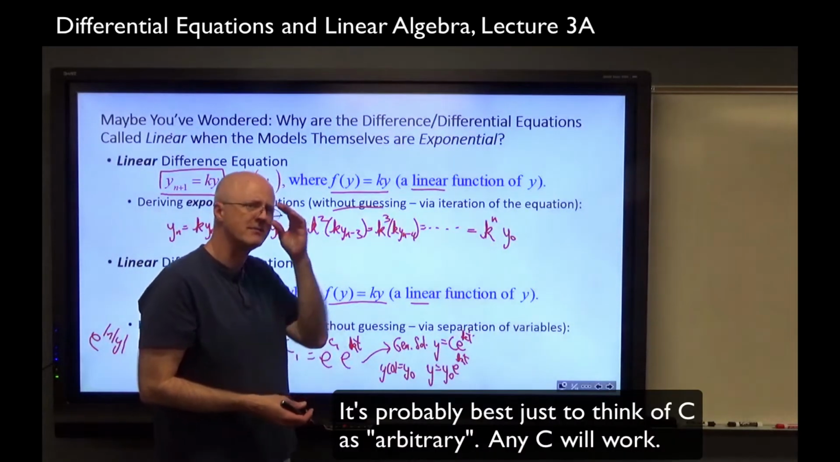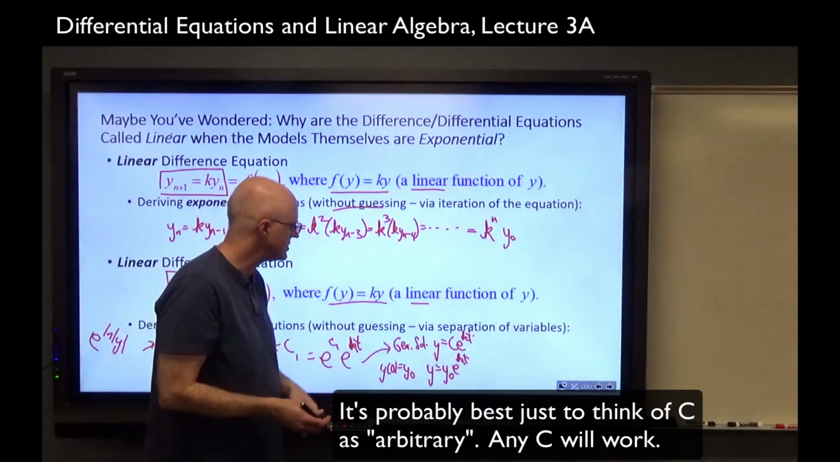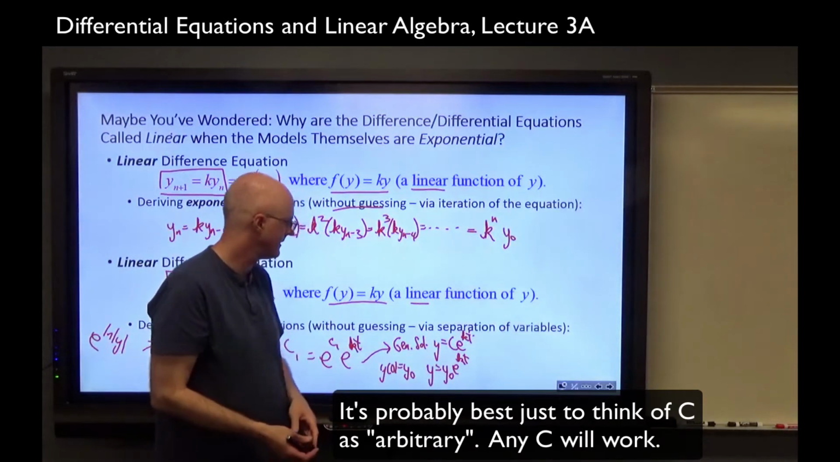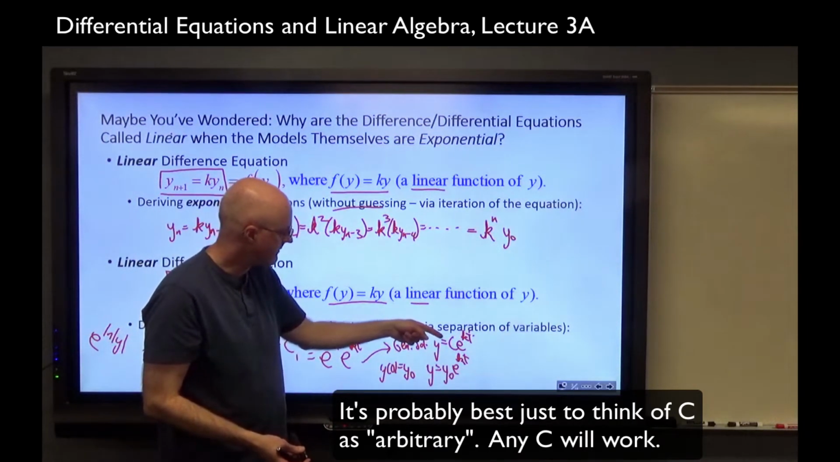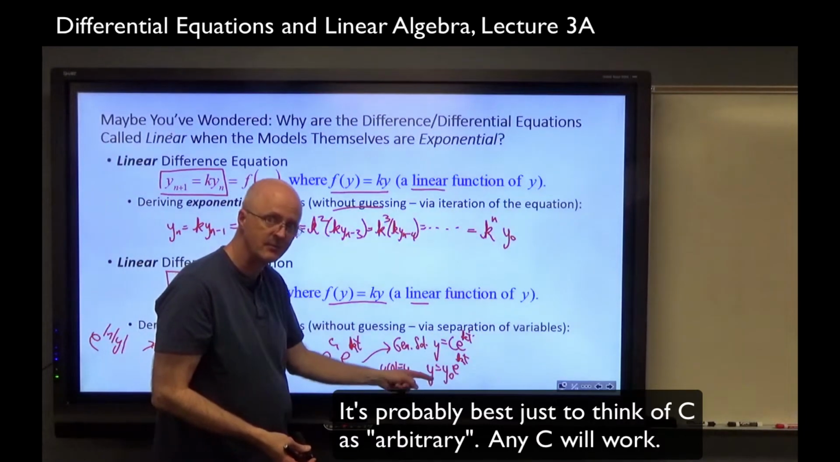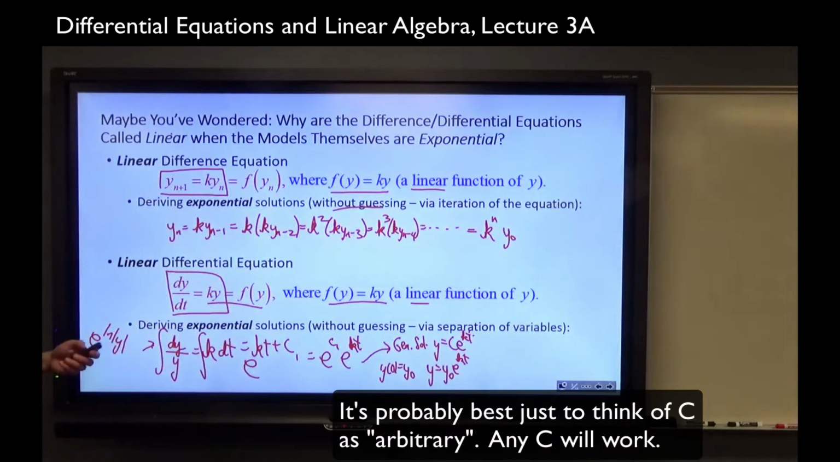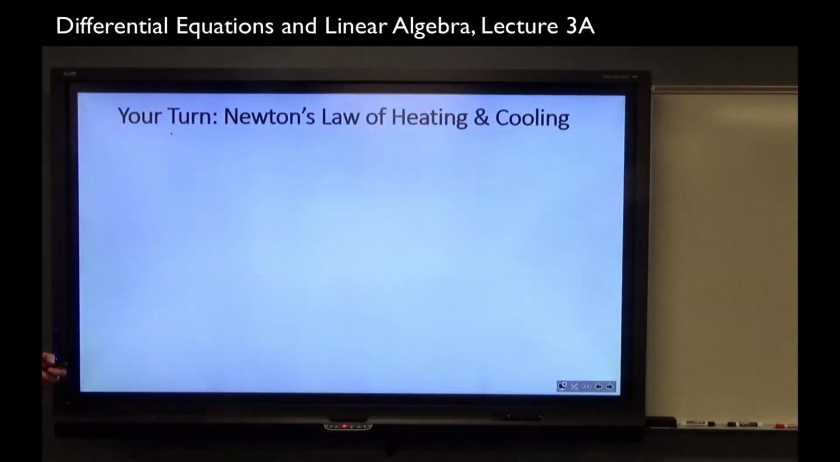Probably best not to call it a variable. It's just something that can change, a quantity that can change. I'm thinking of y0 as being something fixed, a constant. This represents infinitely many answers. This represents a single answer for a given y0. Okay, so separation of variables can be used to solve it. Now it's your turn.